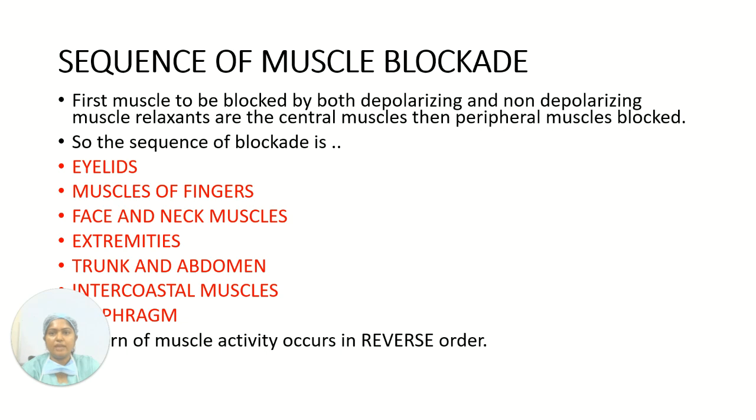And this is the sequence of the neuromuscular blockade. The first muscles to be blocked by both depolarizing and non-depolarizing muscle relaxants are the central muscles, then the peripheral muscles. So the sequence of blockade is eyelids, muscles of the fingers, face and neck muscles, extremities, trunk and abdominal muscles, intercostal muscles and diaphragm. The return of muscle activity occurs in the reverse order.